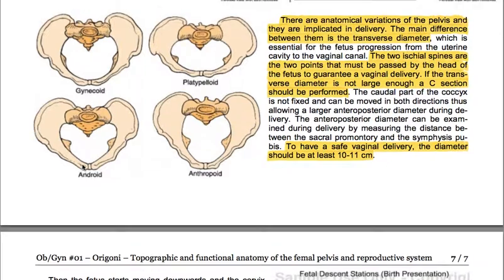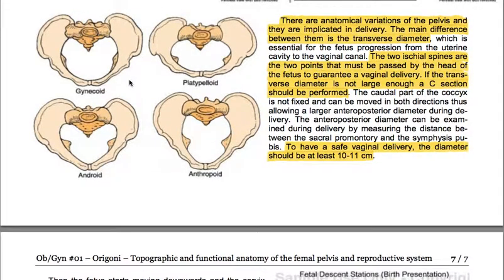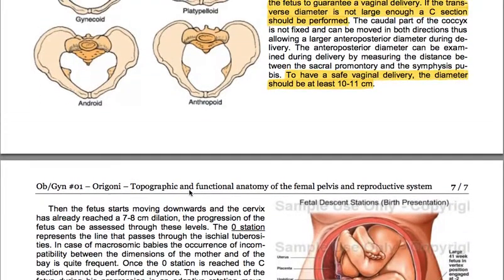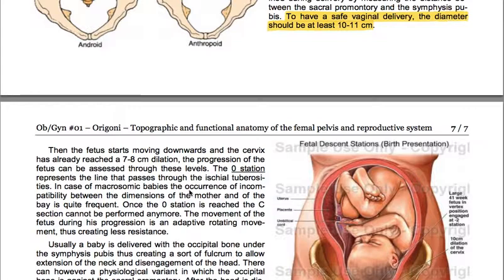So we have four different variations of the pelvis: gynecoid, platypelloid, android, and anthropoid.